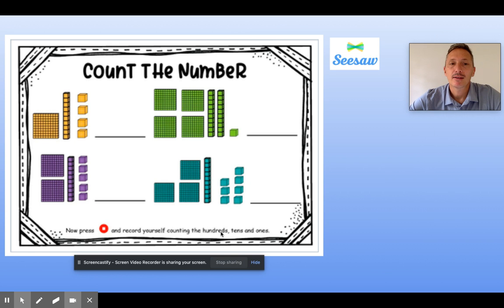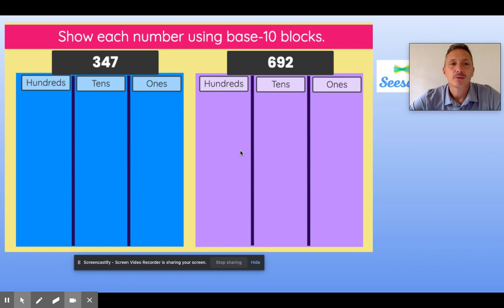Okay, and so on Seesaw, you'll complete this where you'll count the number of blocks and then you'll write in the number on the line. And then you can record your voice explaining what number went on the line. Your final activity for today is you'll just model, you'll draw, create what number is shown here. So 347, that's how many hundreds, how many tens, and how many ones. And then here the next number is 692. How many hundreds, how many tens, and how many ones.